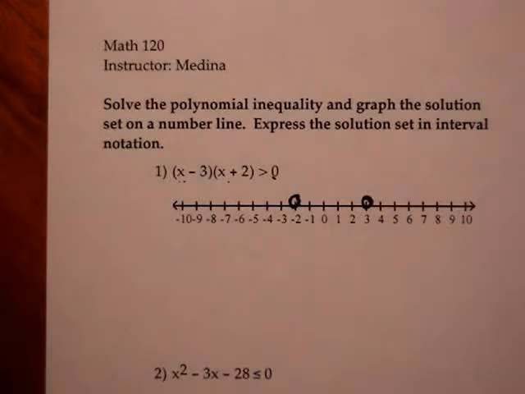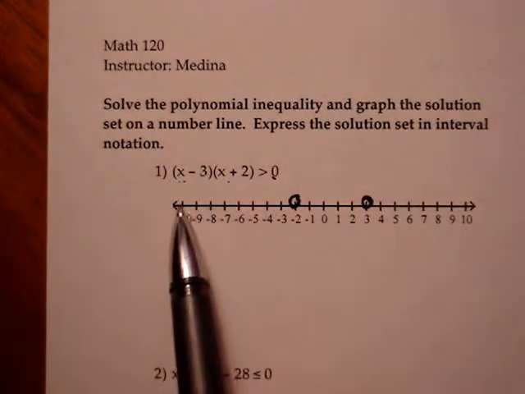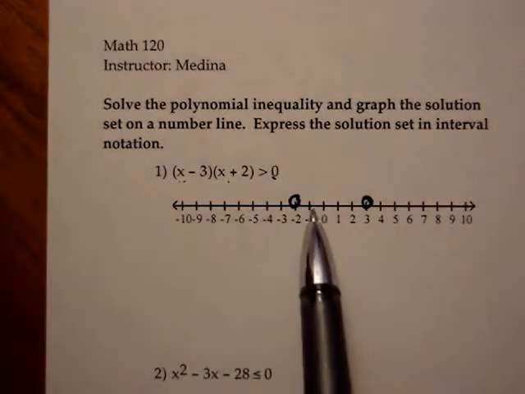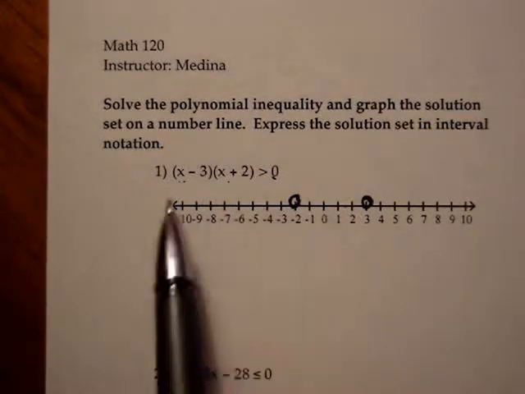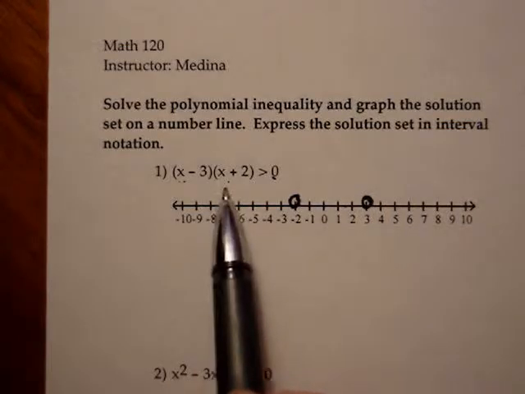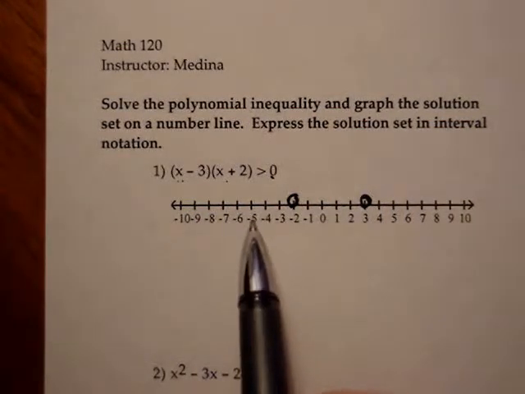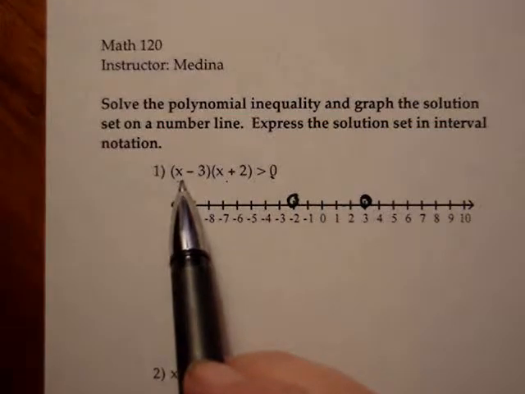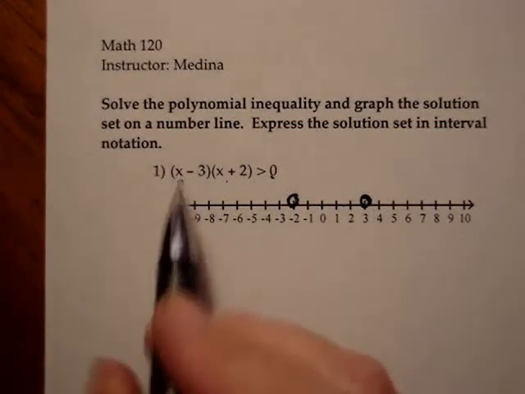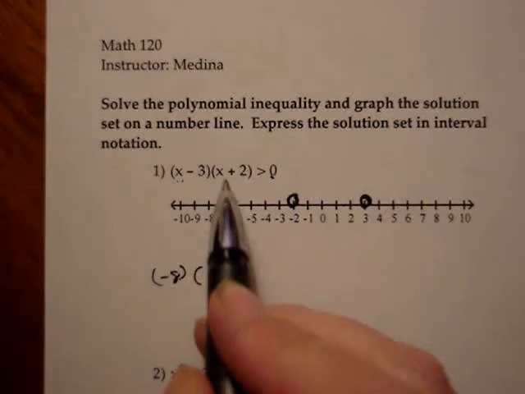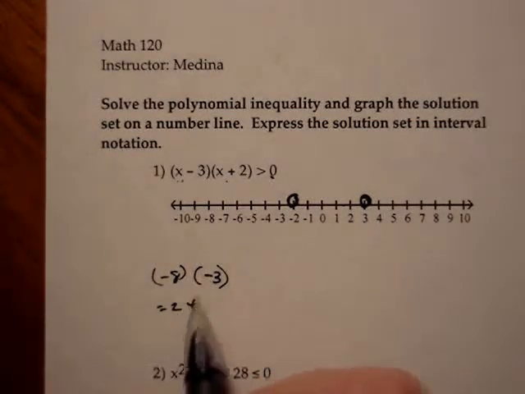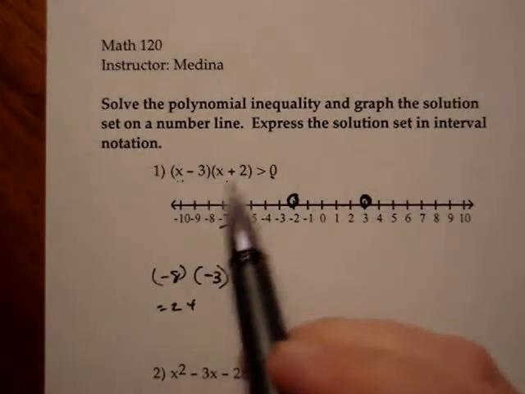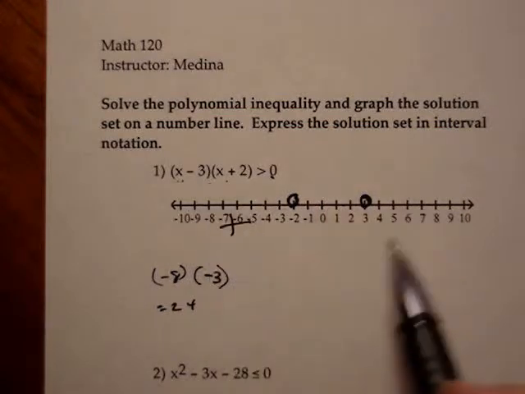Now what I'm going to do is test points to figure out if these intervals, these pieces of the graph, see I've got 3 pieces now, are positive or negative when I plug them into this expression up here. So I'm going to pick negative 5 as a test point. If I plug negative 5 in there, I'll get negative 8 times negative 3, which is positive 24. So this is positive. I know that all the x's in there will give me positive y values, basically.